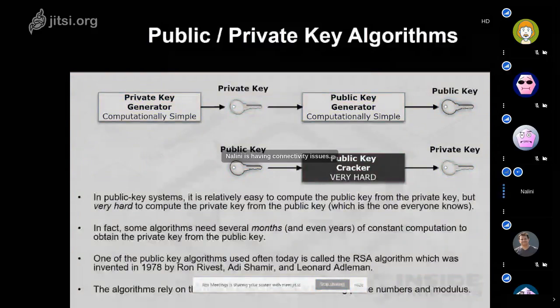So then you give everyone the public key and keep the private key hidden. And because no one can deduce the private key from the public key, you're safe in doing that. And today, one of the key algorithms often used is called the RSA algorithm, invented quite a long while ago, in 1978, by Ron Rivest, Adi Shamir, and Leonard Adleman. And what this relies on is hard to invert functions.